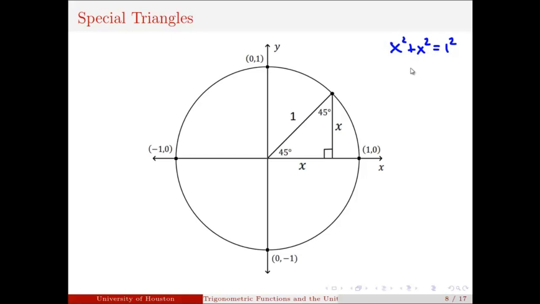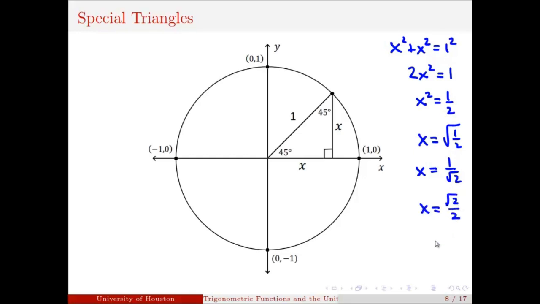Simplifying, we get 2x squared equals 1. Therefore, x squared equals 1/2, which means that x is the square root of 1/2. Simplifying, we get x is 1 over the square root of 2. And then rationalizing this denominator, we get x is the square root of 2 over 2. So we find that the coordinates of this point on the unit circle are square root of 2 over 2, square root of 2 over 2.